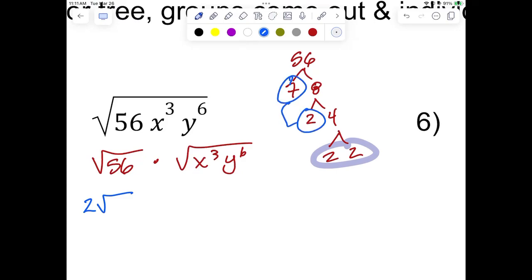A 7 and a 2, which multiply together to give us what? 14. Yeah, so 56 is apparently 4 times 14, and 4 is the perfect square factor. So I got the number down. Now, here's what we do for the variables.